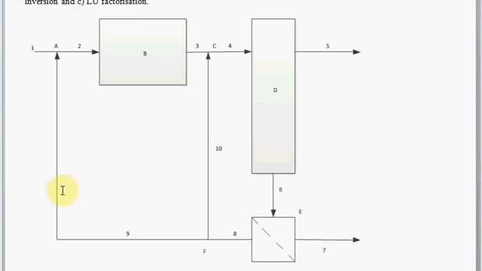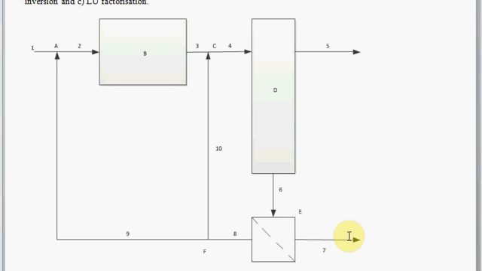That we can draw a black box around the whole process. Then we have stream 1 coming in here, and then streams 5 and 7 leaving. Everything else is recycling here. So stream 1 coming in, streams 5 and 7 leaving. So if we have 100 kilograms per second here and 60 kilograms per second here, there must be 40 kilograms per second coming out here.